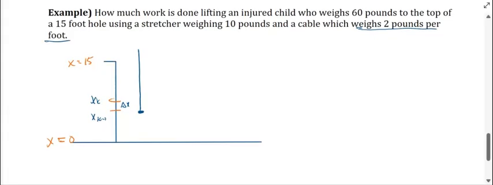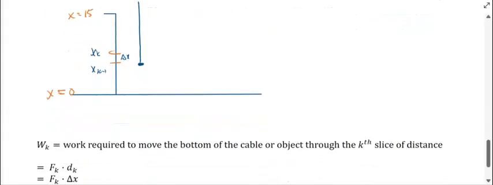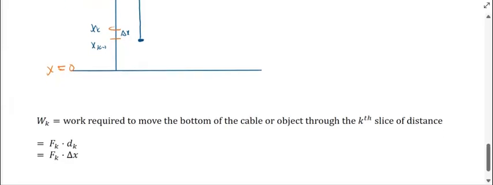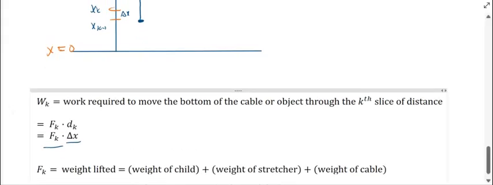All right, so that's what we've got to write down in terms of our Riemann sum. So I'm just repeating some of the things we had up there before. Again, delta x is the distance we're going to move the bottom of the cable. It's how far it's moved through that k-th subinterval. We've got to work on the force required to move it through that k-th subinterval, which is going to be the weight. All right, so that force is shown at the bottom here. The total weight lifted would be the weight of the child plus the weight of the stretcher plus the weight of the cable.